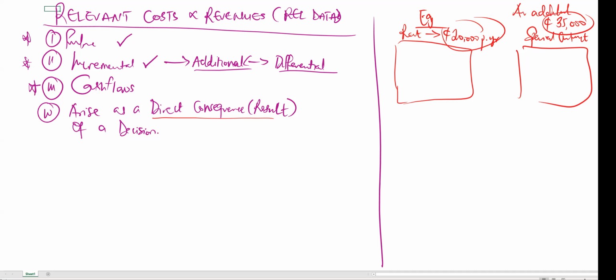15,000, right? So you are saying that the incremental cost or the relevant cost here is actually the extra, that is the 35,000 minus the 20,000, resulting in 15,000.